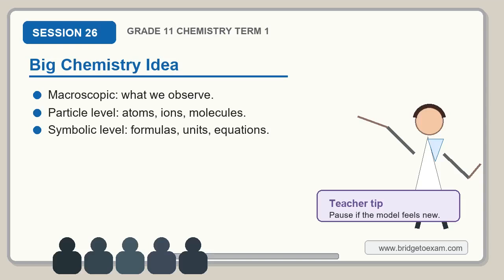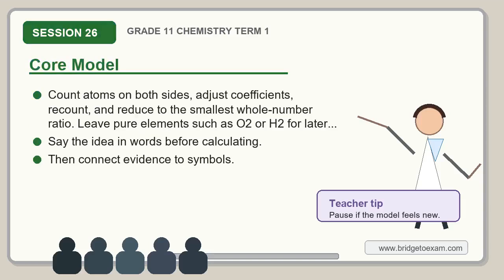When you feel stuck, ask, what did I observe, what are the particles doing, and what symbol or calculation represents it? The core model is this. Count atoms on both sides. Adjust coefficients, recount, and reduce to the smallest whole number ratio. Leave pure elements such as O2 or H2 for later if they appear in several places. Do not rush to an answer. Build the model first, then let the model guide the calculation or explanation.